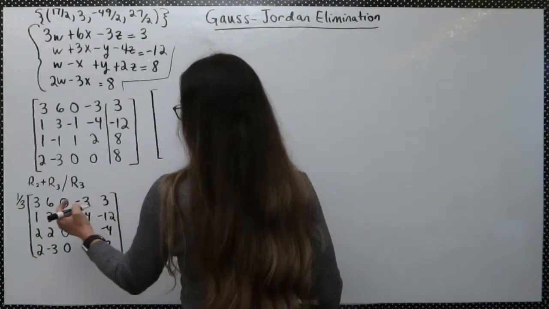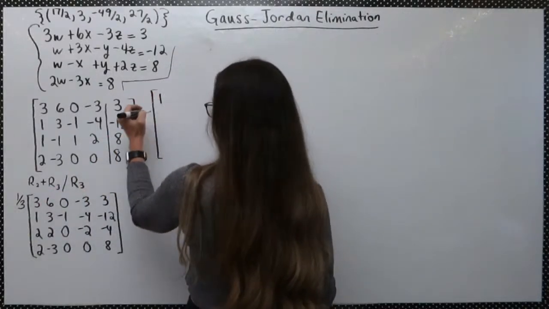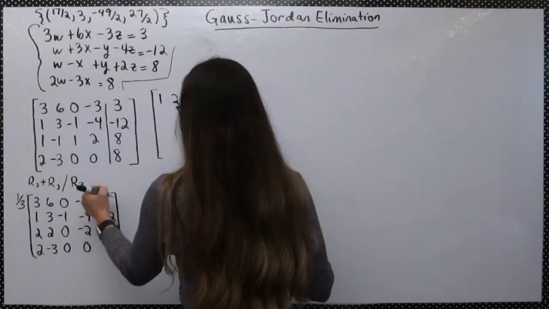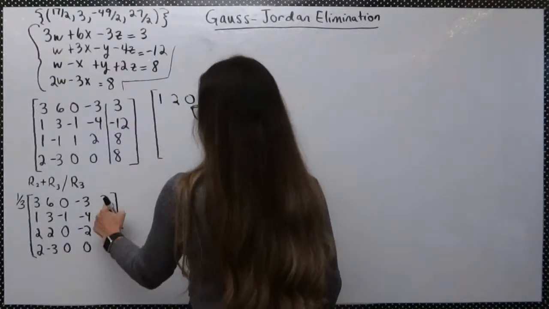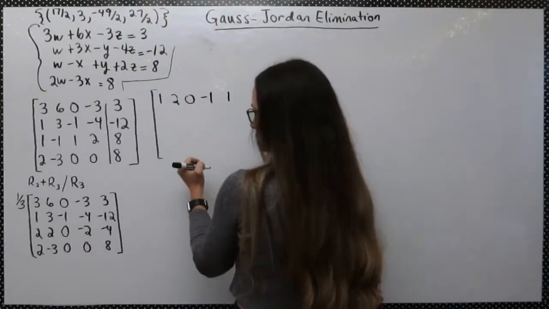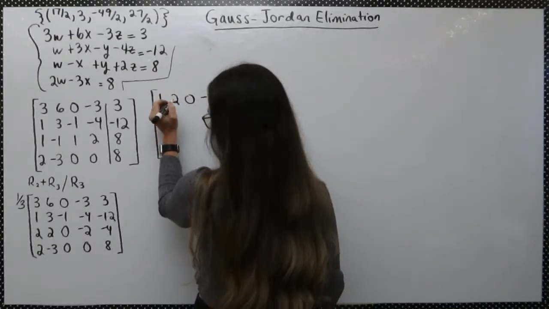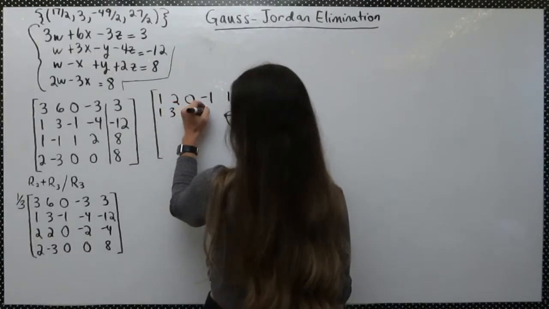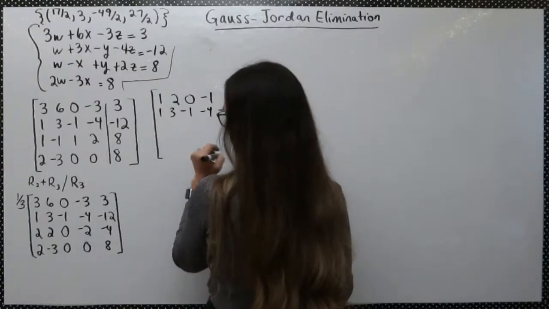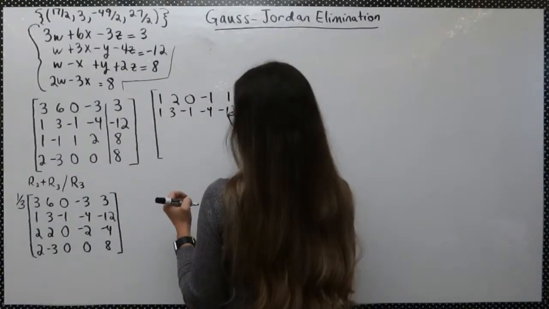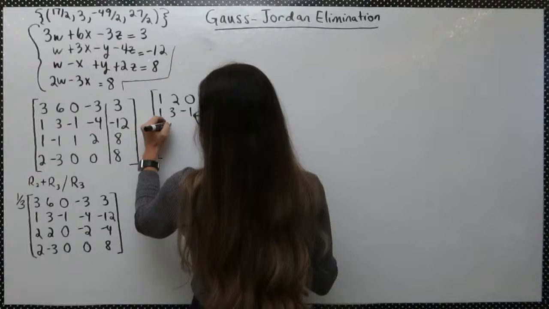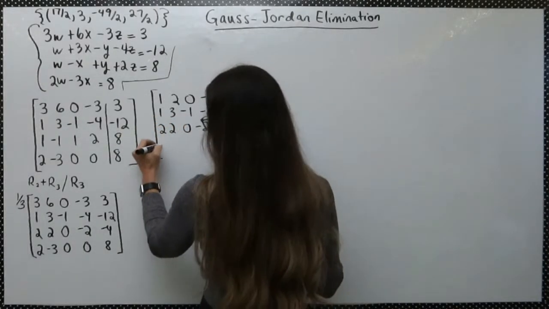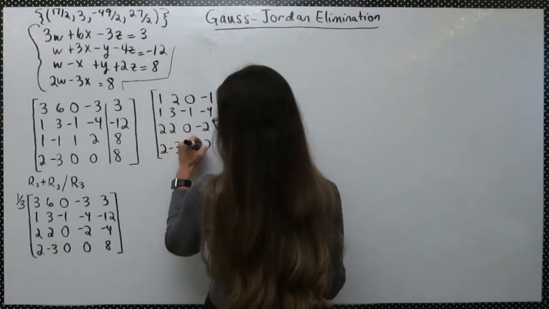Try to stay organized. So 3 times 1/3 is 1. 6 divided by 3 is 2. That's 0. 3 divided by 1/3 is negative 1. And 3 divided by 3 is 1. And we'll just copy these other 2 rows down. Got 1, 3, negative 1, negative 4, 12. And we have 2, 2, 0, negative 2, negative 4. And then we have 2, negative 3, 0, 0, 8.